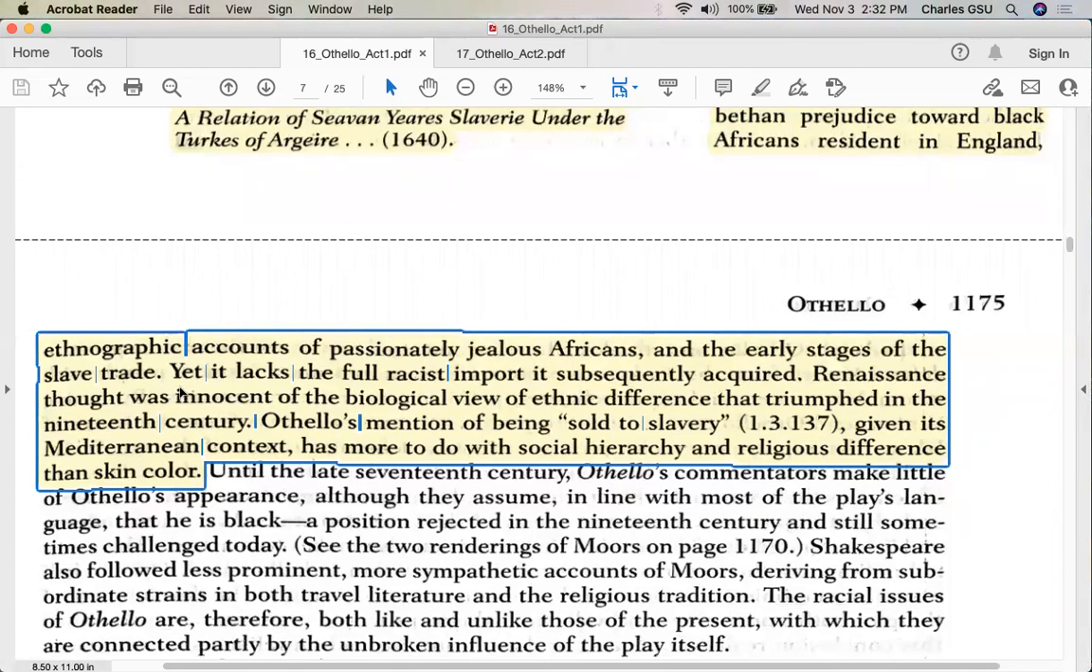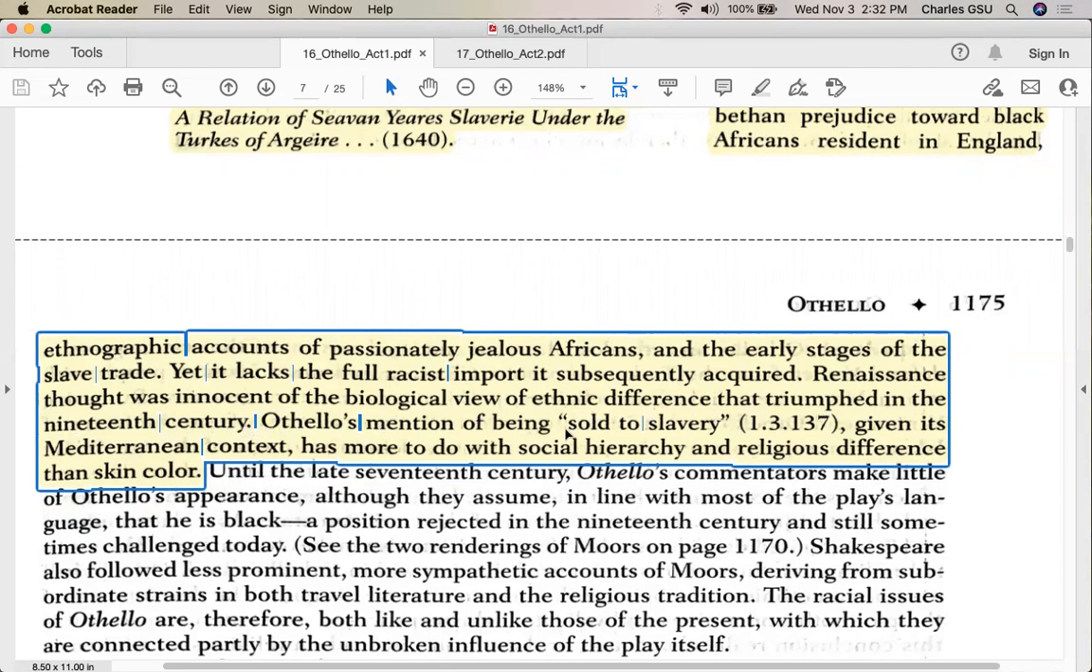And Cohen goes on to say, yet it, meaning the play, lacks the full racist import it subsequently acquired, meaning at the time of Shakespeare, it wasn't as charged as it was later in the play's history and reception. He goes on, Renaissance thought was innocent of the biological view of ethnic difference that triumphed in the 19th century, which would be the 1800s.